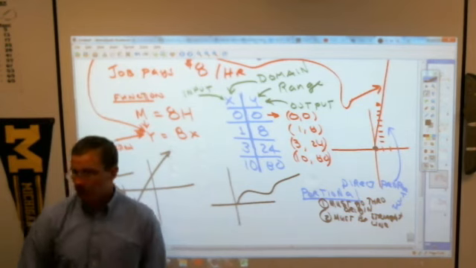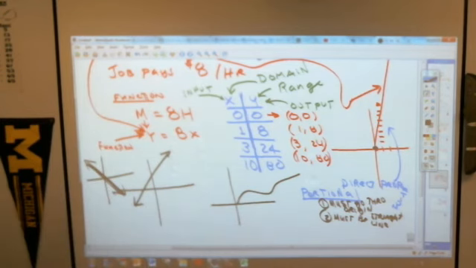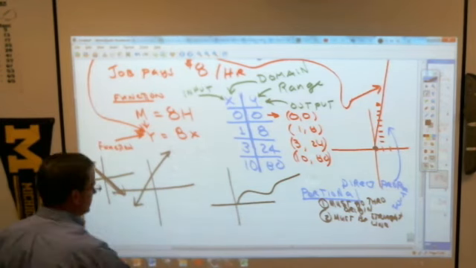Is babysitting proportional? Usually yes. Generally speaking, yes. Does it make any difference? I don't know.